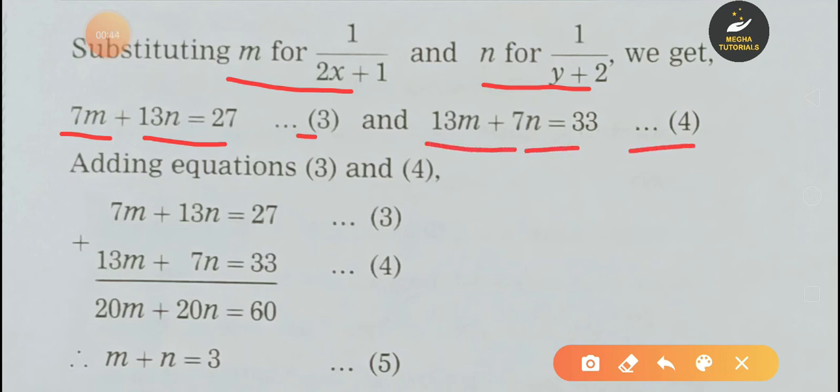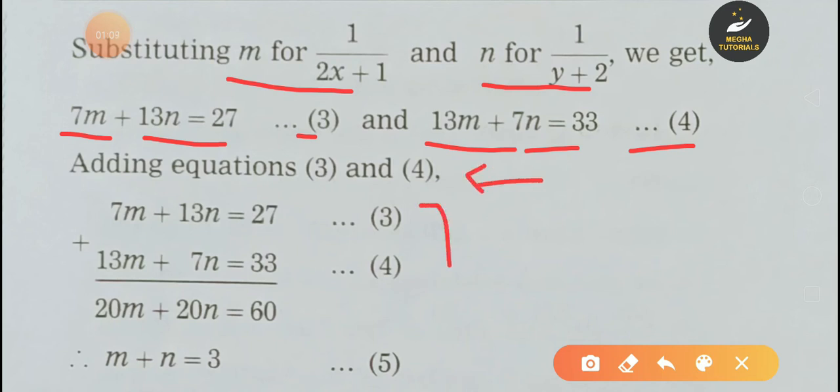Equation 3 and 4 में m and n के जो कोएफिशिएंट्स है वो ऑलमोस्ट सेम है, मतलब 7, 13, 13, 7. सो इन सच केस आपको पहले एडिशन करना होता है दोनों इक्वेशंस का एंड सब्ट्रैक्शन करना होता है. एडिशन करके आपको एक सिंपल इक्वेशन मिलेगा, सब्ट्रैक्शन करके एक सिंपल इक्वेशन मिलेगा. वो दोनों को सॉल्व करने के बाद you will get the values of m and n. So first thing, adding equation 3 and 4.